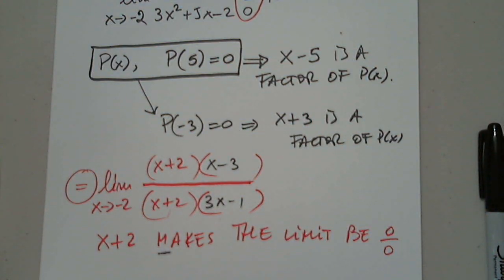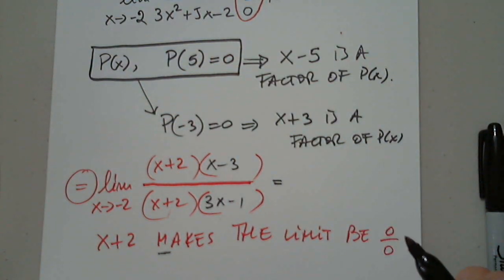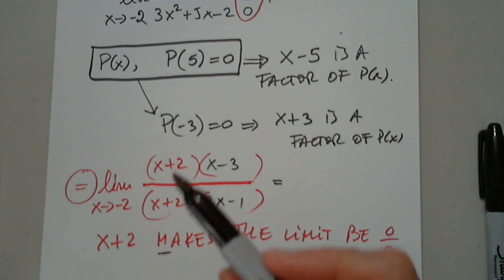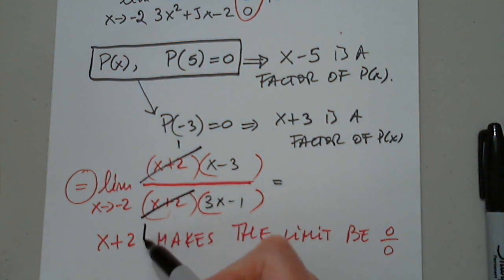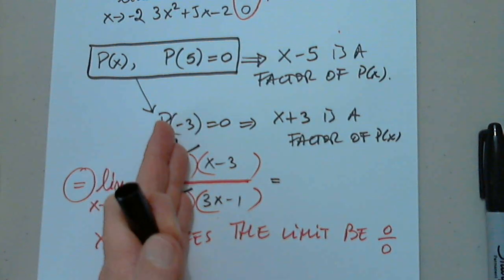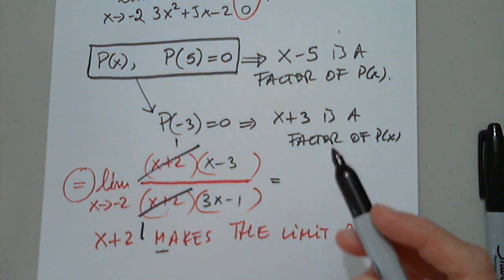Should I distribute the limit? What do you think we're going to do next? Because we factored. We factored for a reason. So we can eliminate. Simplify, very good. Simplify x plus 2, that was the problem. We eliminated the problem. That was our purpose, our hope that we can eliminate the problem.